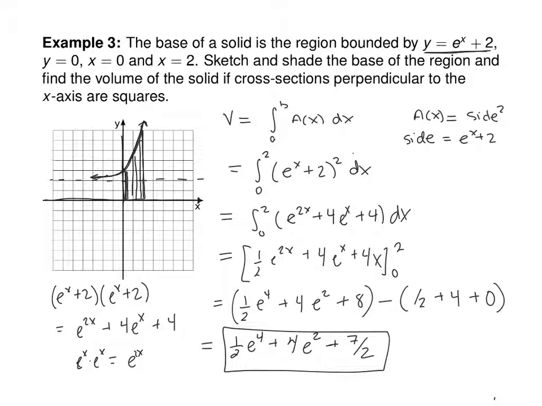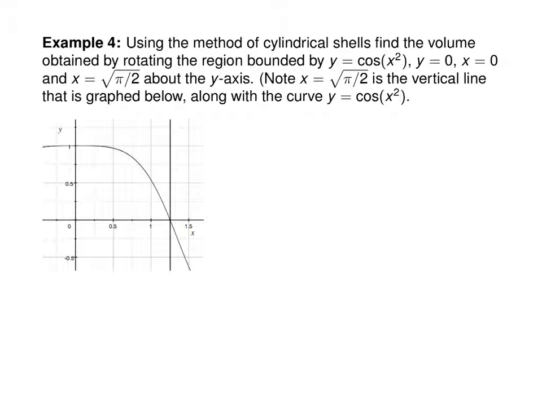But the point there is not every cross-section is a circle. So in this question, you actually have to use cylindrical shells. Use the method of cylindrical shells to find the volume obtained when you rotate the region y equals cosine of x squared, y equals 0, x equals 0, and x equals root pi over 2 about the y-axis. This vertical line right there was supposed to tell you that that was x equals root pi over 2. It does appear to be awfully close to 1.25, but this is the exact value.